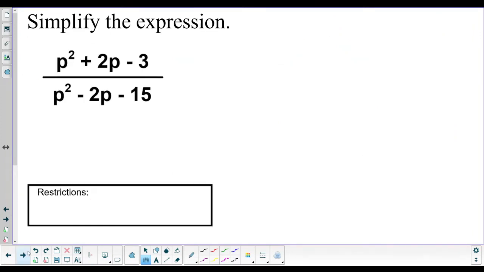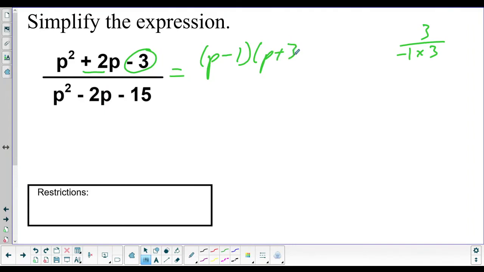All right, let's do one more. This is for all the marbles. This is the last big kid problem. This one, we're going to have to factor the top and the bottom. So if we factor the top, we need two numbers that will multiply to negative 3 and add up to 2. If we look at 3, the only factors of 3 are 1 and 3. To get a negative 3, one of them has to be negative, and we want it to be positive 2, so the bigger number should be positive. So we're going to use negative 1 and 3. So this will be p minus 1 and p plus 3 on the top.